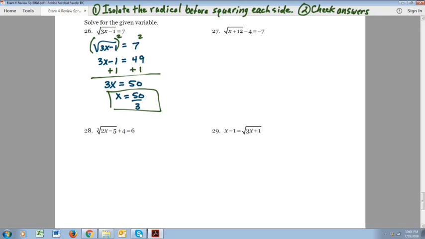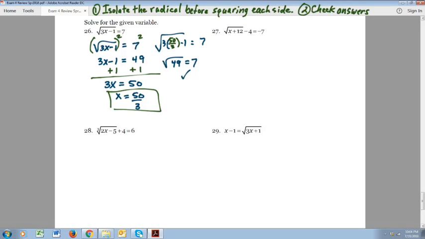You get 50 thirds. Now check this. We would plug in 50 thirds. 3 times 50 thirds is just 50, minus 1. We're going to get the square root of 49 equals 7. And notice that's true. It does work. Let's check. Alright, let's look at 27.